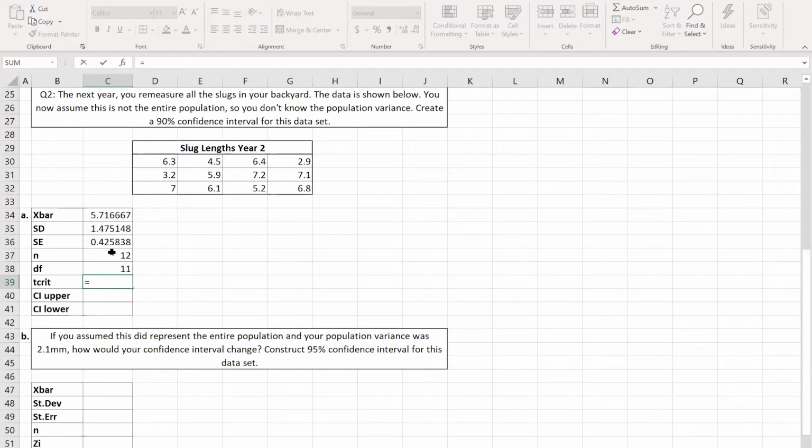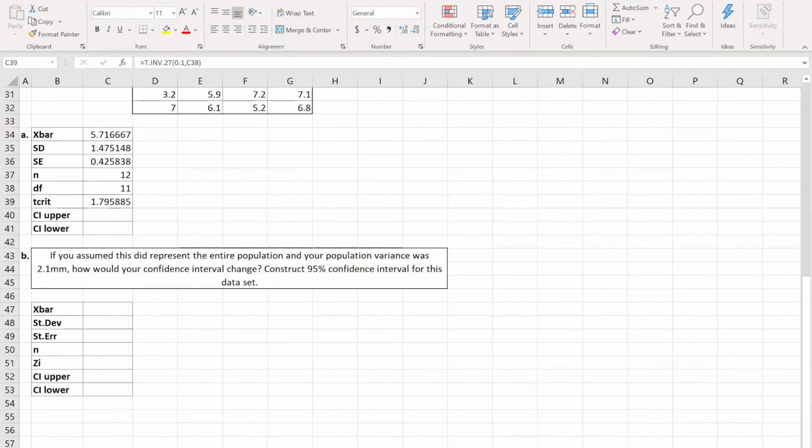Our t-crit, we get that using the t.inv or t.inv.2t function. So this is a two-tailed test, so I'm going to use the two-tailed version with a probability, a p-value of 0.1 because this is a 90% confidence interval. It'd be 0.05 if it was a 95% confidence interval. Next, we need to enter our degrees of freedom, and this gives us our critical value. We could also calculate this using the t.inv function, but our probability would be 0.95.